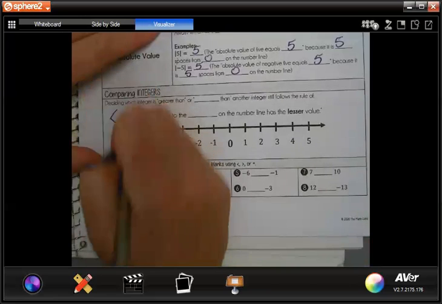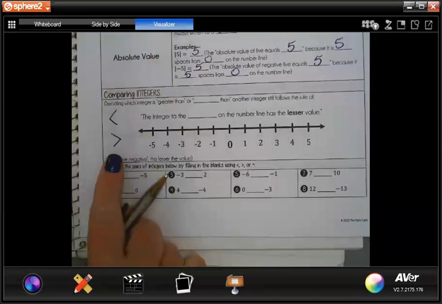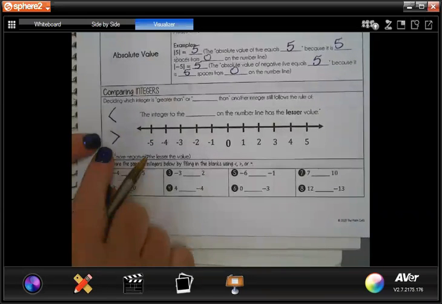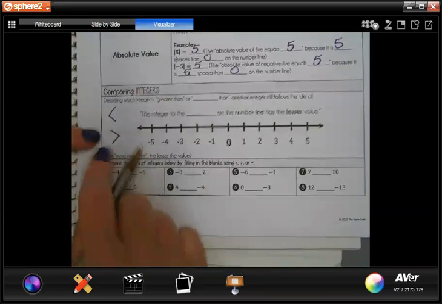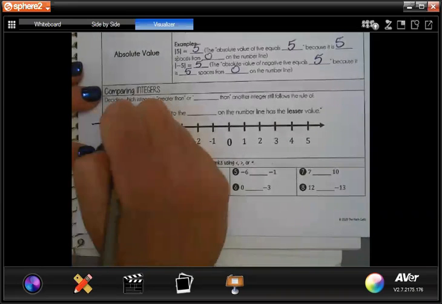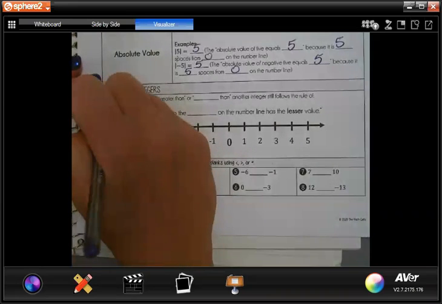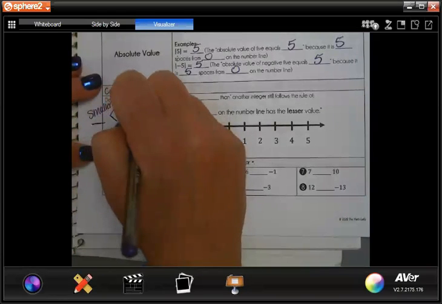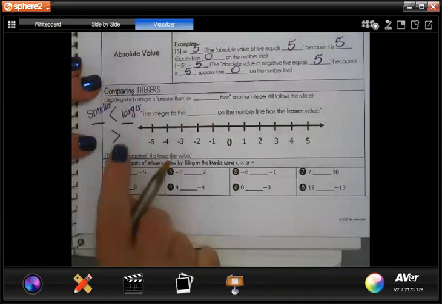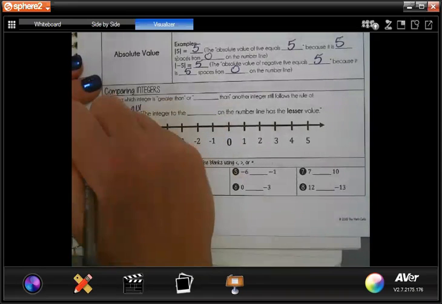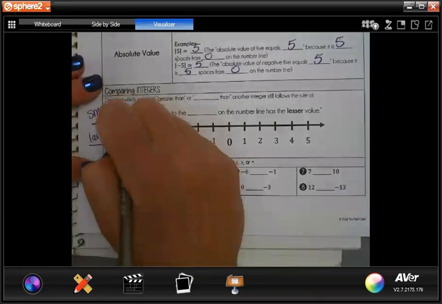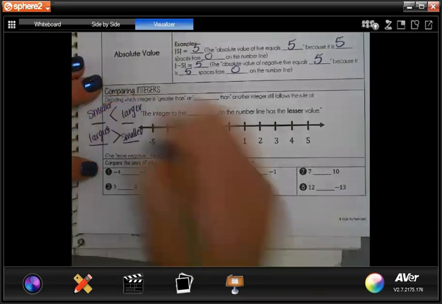This symbol right here and this symbol right here. This symbol is the less than symbol. This symbol is the greater than symbol. What that means is that this number is smaller than this number on this side, okay? This number is larger than this number on this side, okay?